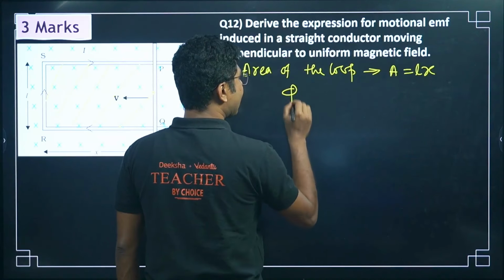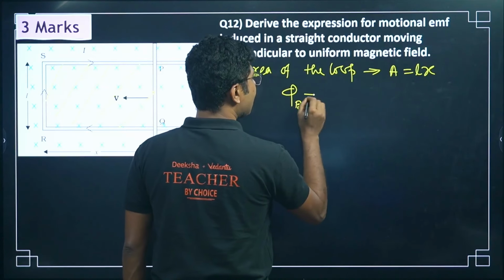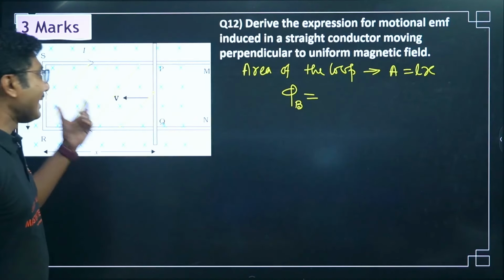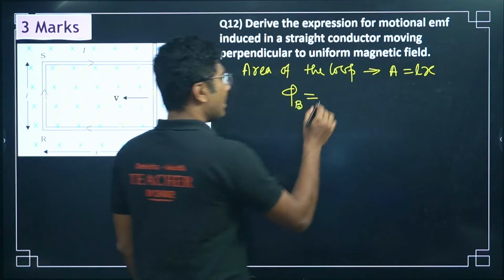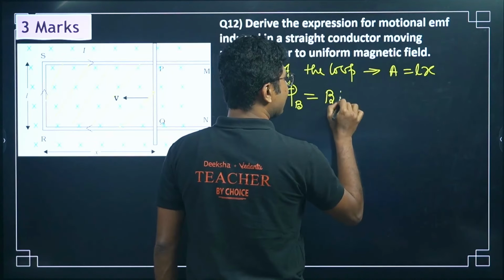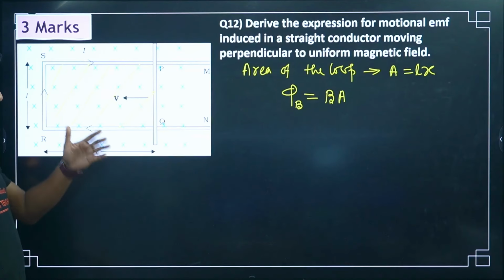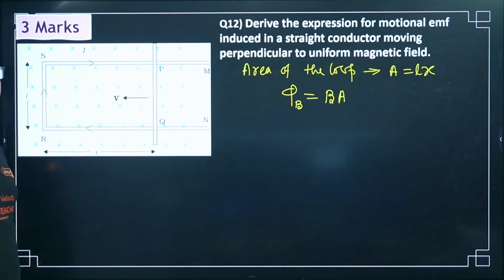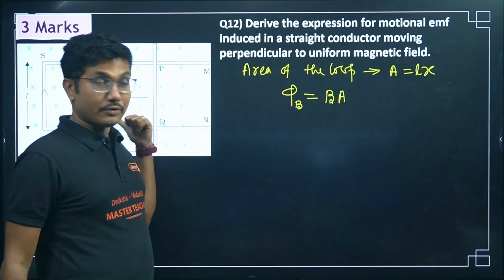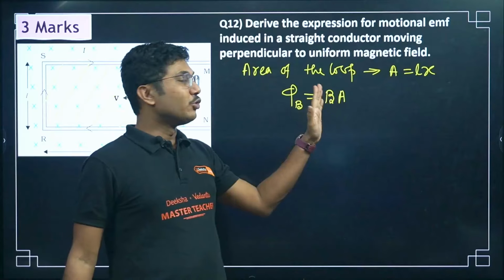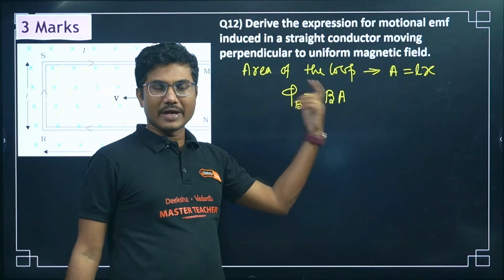What is magnetic flux? Magnetic flux is given by the magnetic field times area. So it is magnetic field times area. Generally there is a cos theta over here, but because the magnetic field is going into the plane of the loop, you don't need to consider the cos theta; the value is 1.